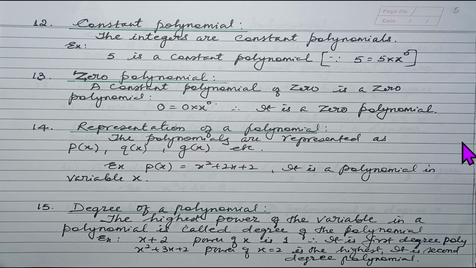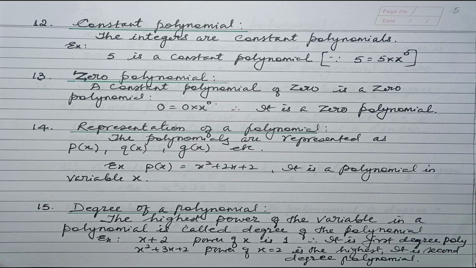Now the next important word is constant polynomial. The integers are constant polynomials. Any integer you take is a constant polynomial. For example, 5 is a constant polynomial because we can express 5 as 5 into x raised to 0. Therefore, 5 itself is a polynomial, although x is not visible to us, but x raised to 0 is 1, and therefore 5 into 1 becomes 5, and therefore 5 is a constant polynomial.